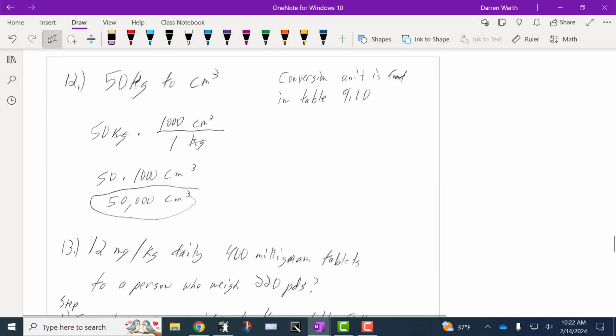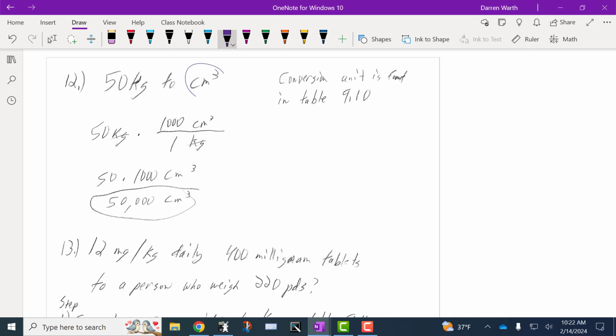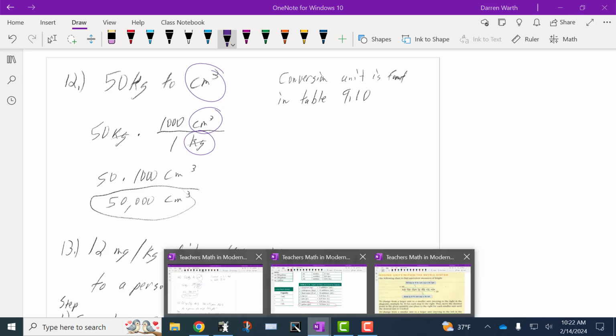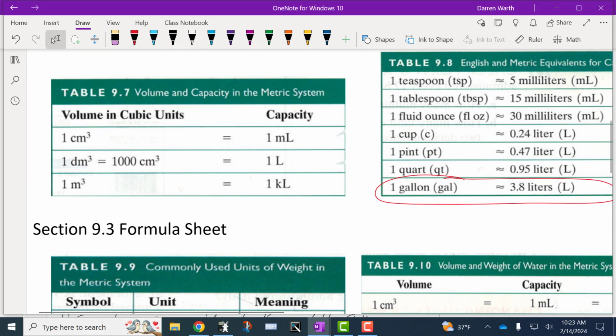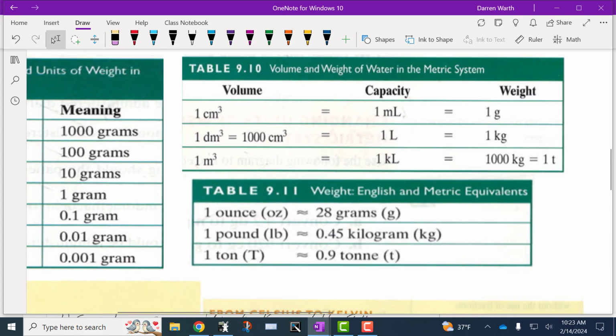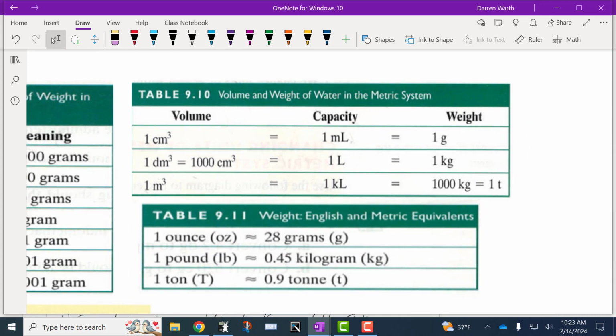Well, this next problem says I've got 50 kilograms, and I want to convert that to centimeters cubed. Go ahead and take your unit, centimeters cubed, cubic centimeters, put it in your numerator. You've got kilograms in your denominator. Go to your formula sheet and find that conversion. So on your formula sheet, looks like that conversion is going to be found in table 9.1. So in table 9.1, here's your conversion.